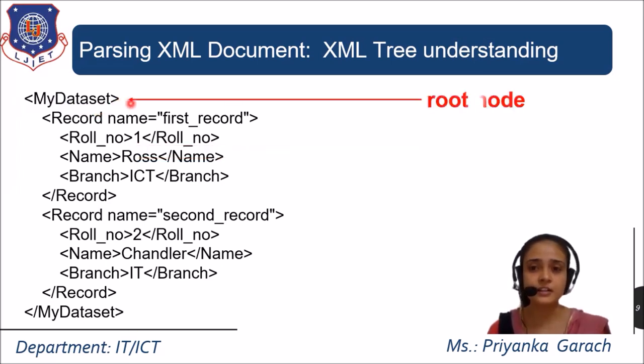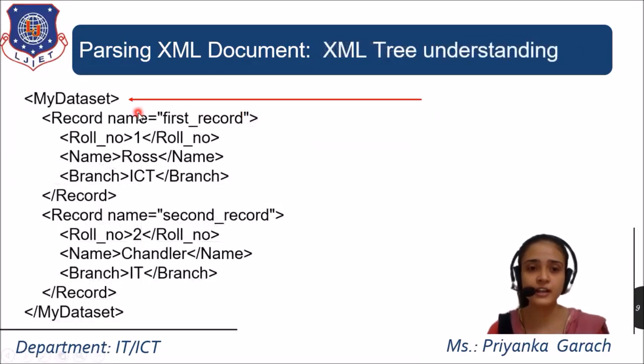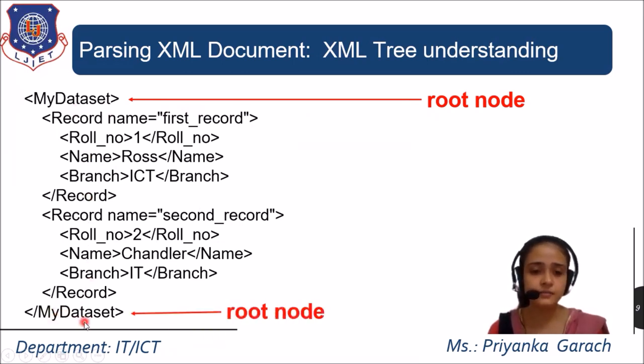So what is this? This will be my root node. As we have seen in the HTML structure, this is my root element. First of all, there will be my root node, that is mydataset. You can see the mydataset at the last also. That is again your root node. But this is your starting root node and this is the end of the root node. The end of the root node is shown by the slash like this. So this is how my root node started and this is how my root node ends.